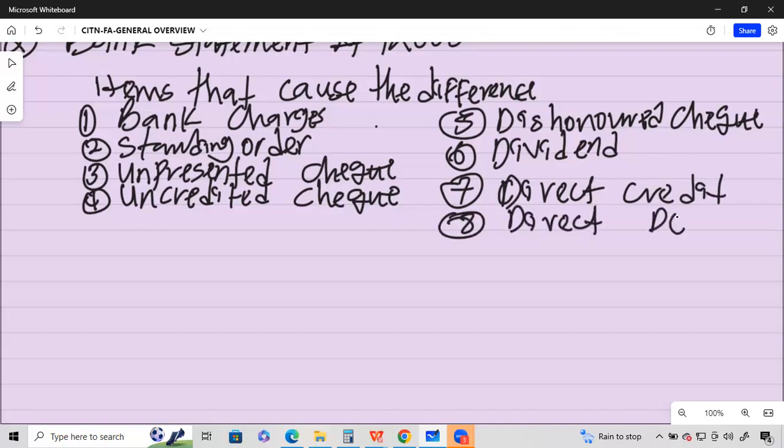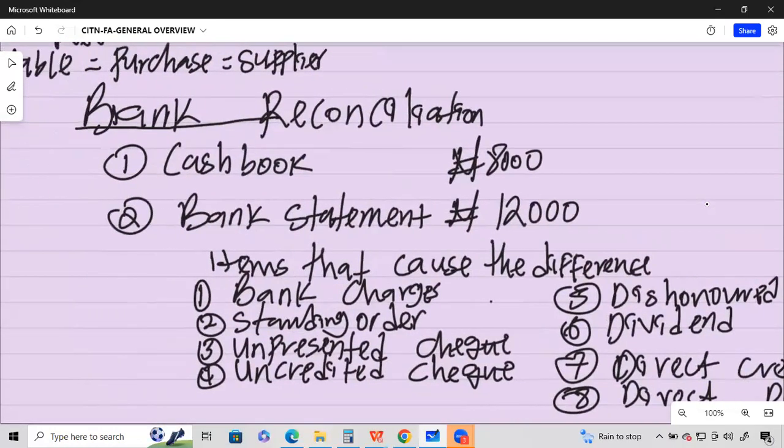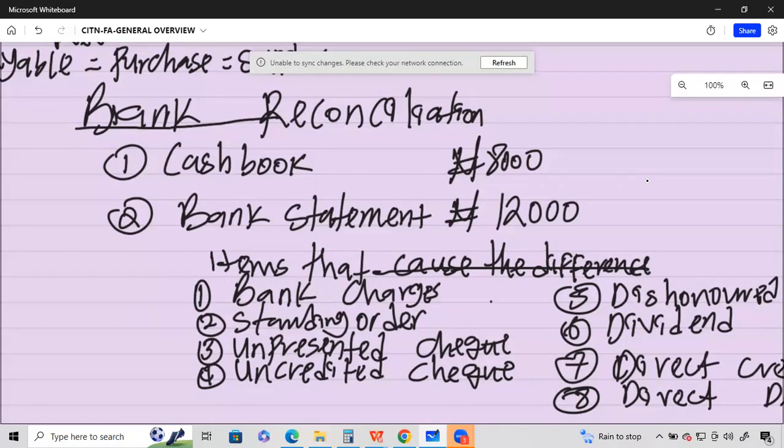So each of these items, we are going to be looking at one after the other. That is just what bank reconciliation entails: our bank statement is not aligned with our cash book, so we need to reconcile. Why are we having such a difference? These are just items that can cause the disagreement. There are still more than this, and as we move on in our normal class, we'll be looking at more items causing disagreement between those.